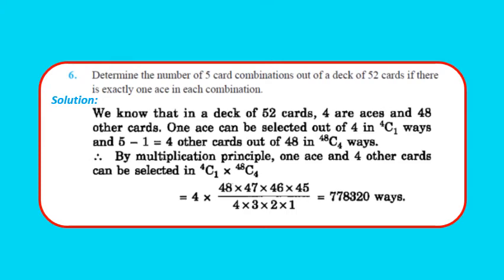So again by the fundamental principle of counting or the multiplication principle, the total ways will be equal to 4C1 for the ace multiplied by 48C4 for the remaining 4 cards, which is equal to 4 into, 4C1 is 4, and 48C4 equals 48 into 47 into 46 into 45 upon 4 into 3 into 2 into 1, which is equal to 778320. Clear? So pause and note down the solution.